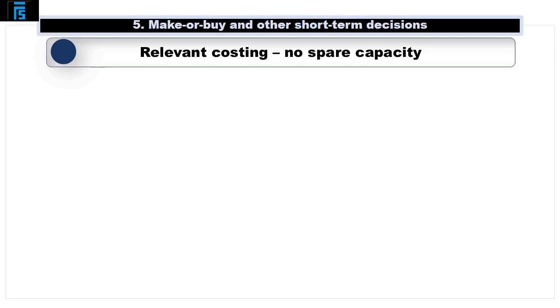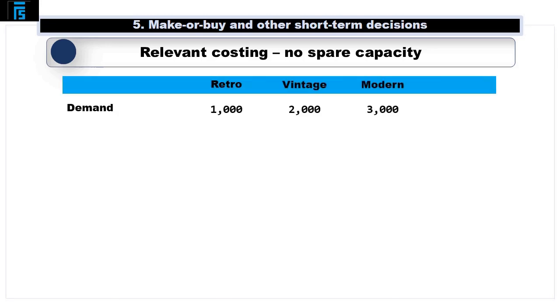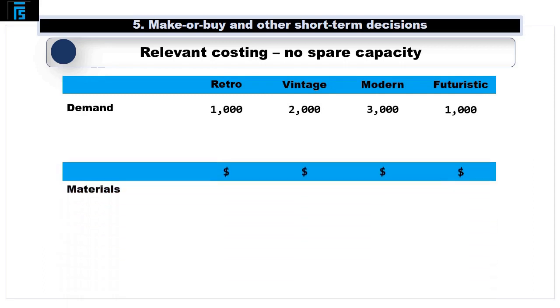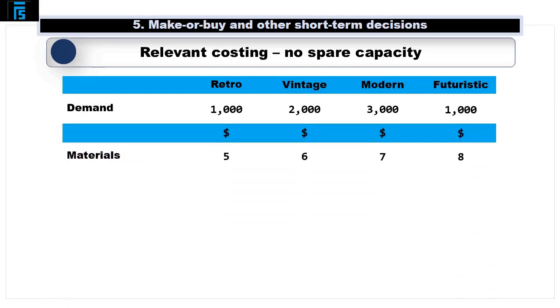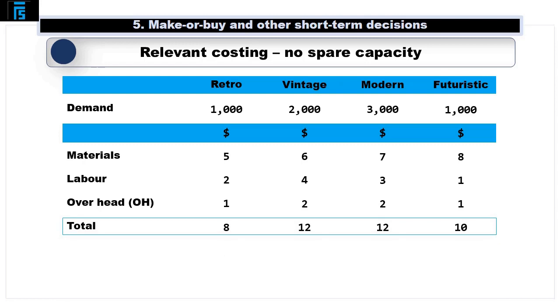To cover the technique we need to use, we are going to run through a numerical example. Funky Shirts Limited make 4 products: the retro, the vintage, the modern and the futuristic shirt. The material cost per unit is $5 for a retro, $6 for a vintage, $7 for a modern and $8 for a futuristic. Labour costs are $2, $4, $3 and $1 respectively, and variable overheads are $1, $2, $2 and $1. We can calculate the total variable costs to be $8 for a retro, $12 for a vintage, $12 for a modern and $10 for a futuristic.